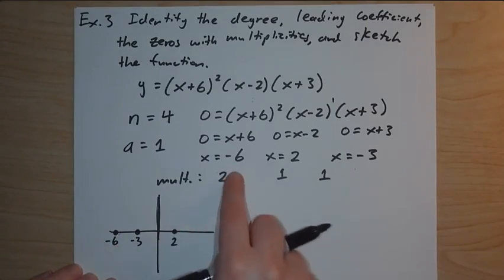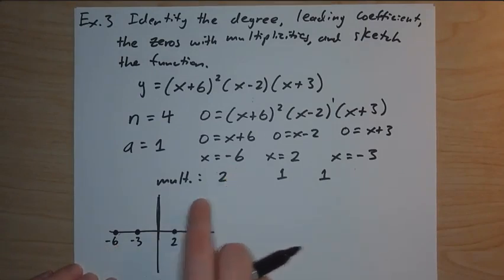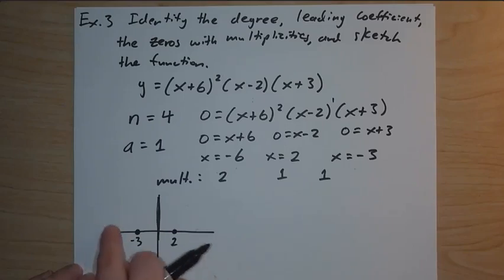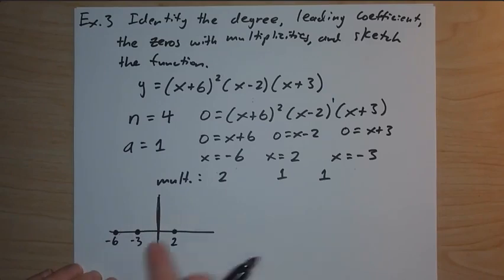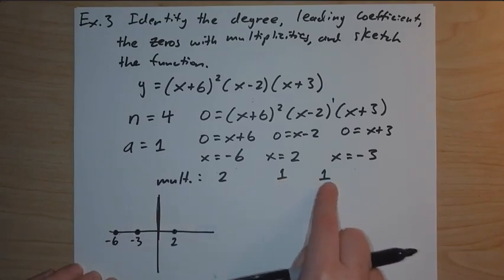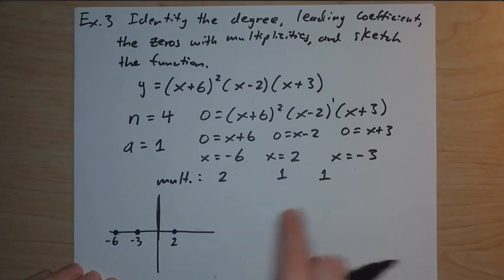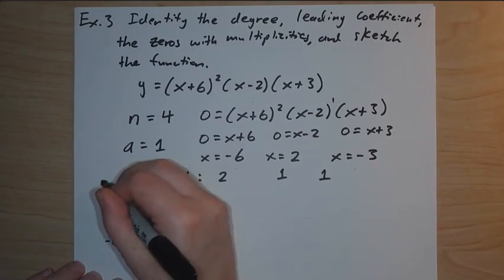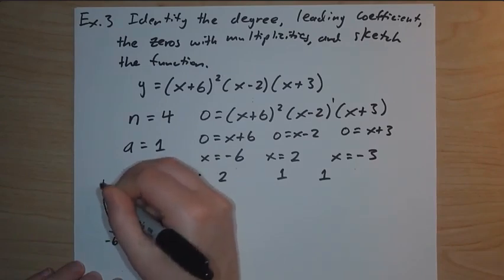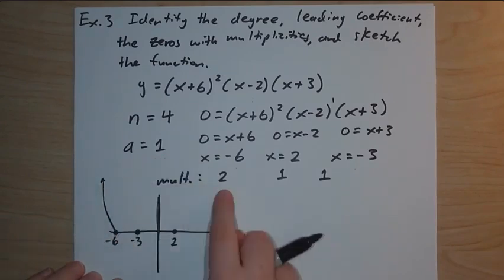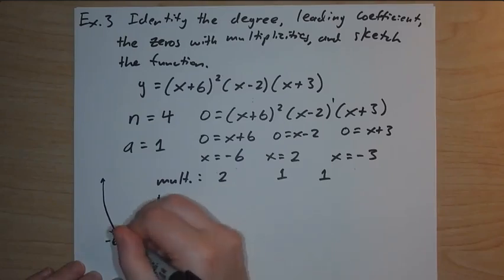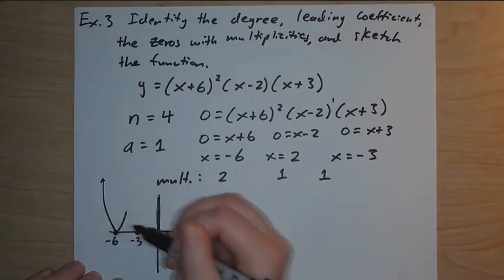For negative 6, we have a multiplicity 2, so it's not going to pass through the x-axis, it's going to bounce off. Any even multiplicity bounces off the x-axis without passing through. And for the rest of the zeros, it's going to pass through the x-axis because our multiplicities are odd. They are 1 and 1, respectively. So starting up, and then we're going to go to x is negative 6. And then because our multiplicity is even, we have to bounce off without passing through.